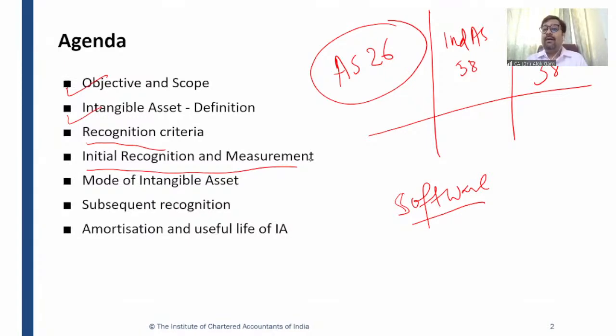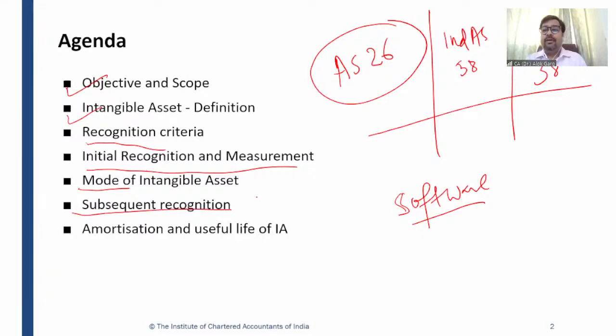Fifth, intangible asset acquired by way of government grant. For example, when operating in a remote area, sometimes the government provides some rights free of cost. For example, airport landing rights, or the government providing mining rights free of cost or at a concessional rate. So this is again a mode of acquisition of intangible asset by way of government grant. We'll discuss these concepts one by one, and these concepts are really very important.